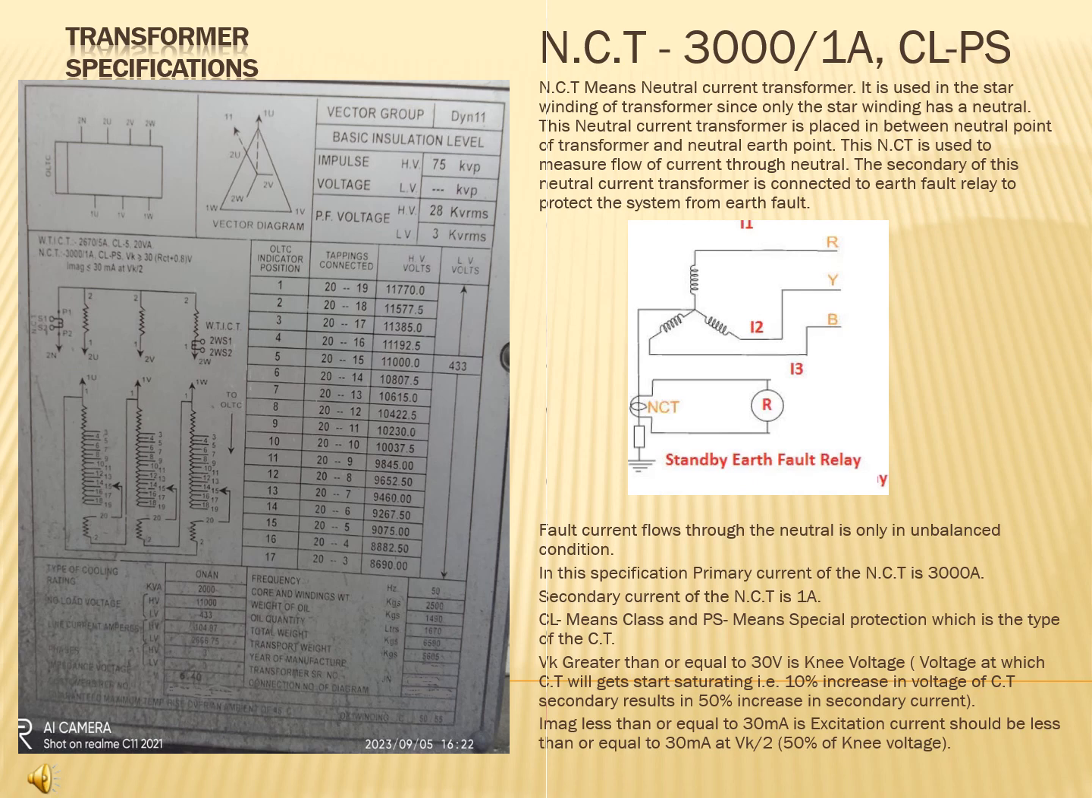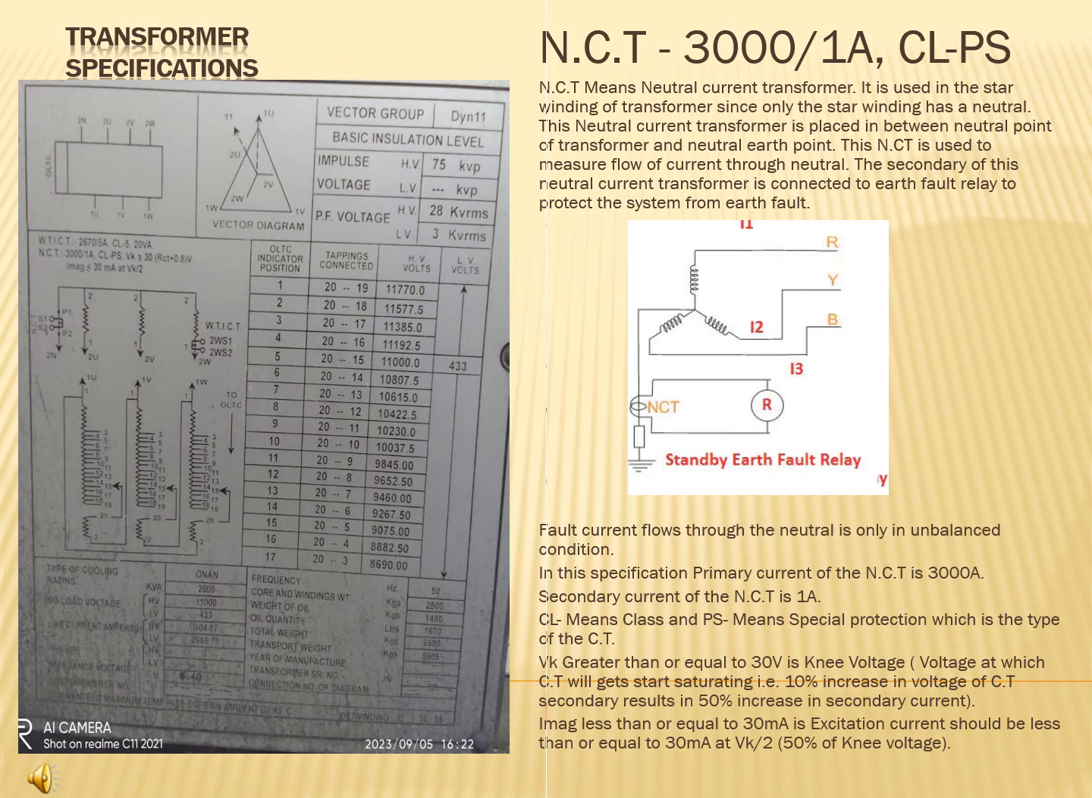This NCT is used to measure the flow of current through the neutral. Current will flow in the neutral when there is an abnormality in the transformer or its winding, or an earth fault. The secondary side of the neutral current transformer is connected to the earth fault relay to protect the system from earth fault. Please understand, once more I am repeating this: the secondary side of the neutral current transformer is connected to the earth fault relay to protect the system.